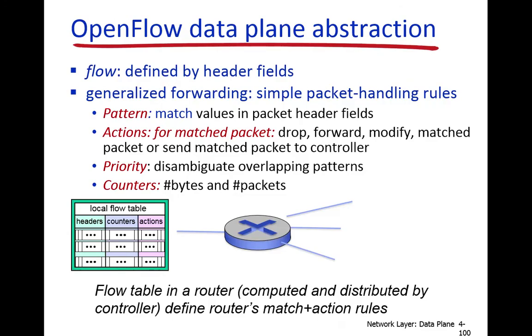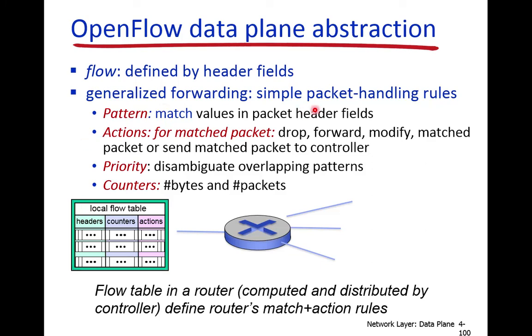So this is how it works. Now we are going to see in more detail what the flow is. Basically a flow is defined by header fields. Header fields can be like source IP address, destination IP address, source port number, destination port number, etc. We will discuss it. This header is also called pattern.